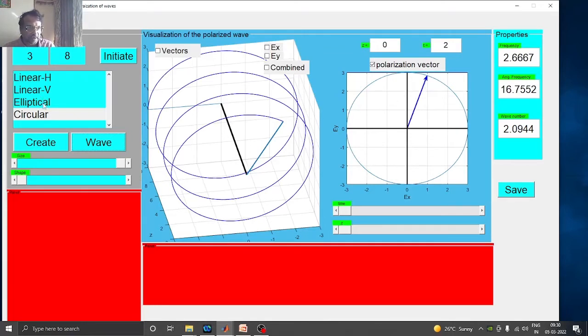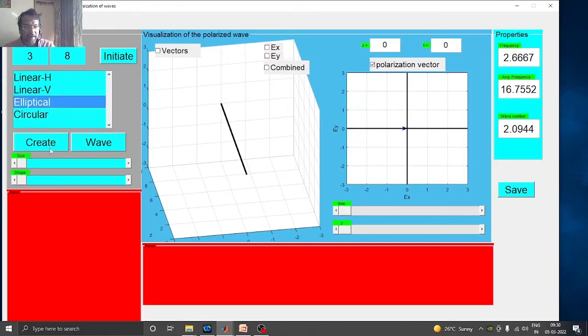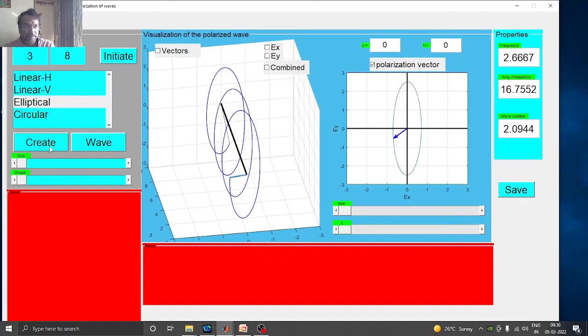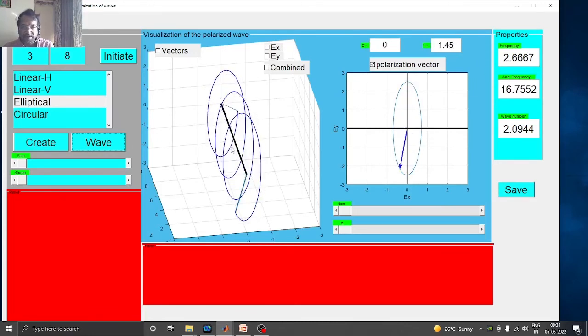Now let us look at the elliptically polarized light. So again, it looks like an ellipse, and there are different kinds of ellipse. One could be aligned to the x-axis or y-axis as it is now. So the tip of the vector rotates and its strength also changes as a function of time, whereas the actual wave itself can be seen in 3 dimensions on the left side.